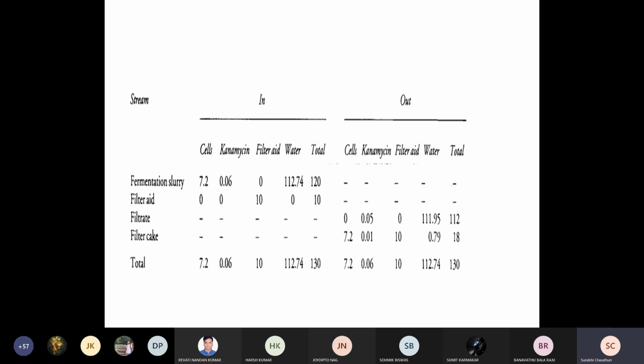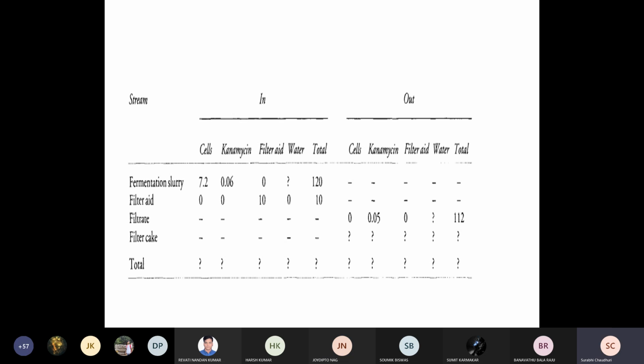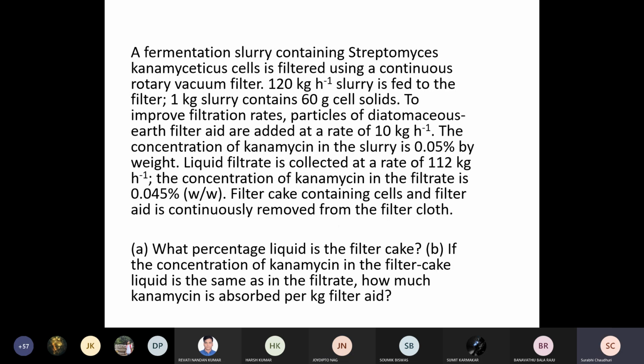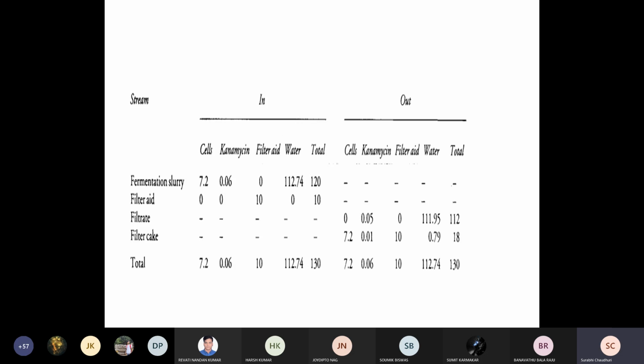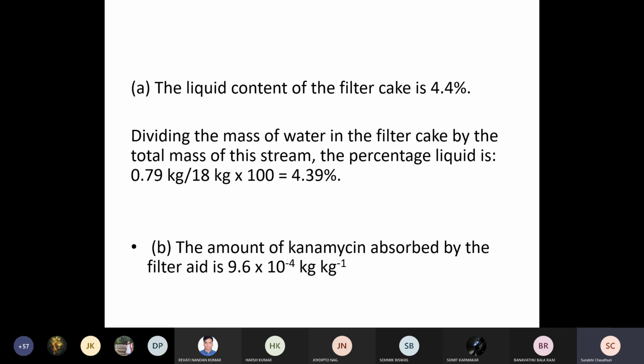Is it clear? Yes, ma'am. Okay. So now we need to calculate what percentage liquid is the filter cake and how much kanamycin is absorbed per kg filter aid. So these two things we need to calculate.